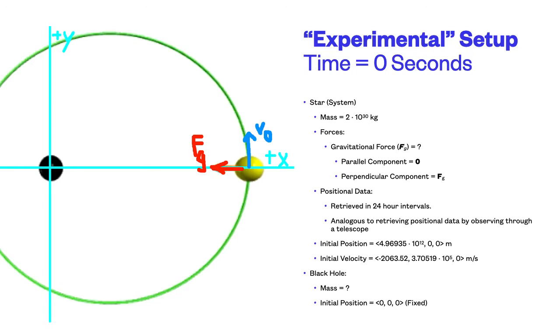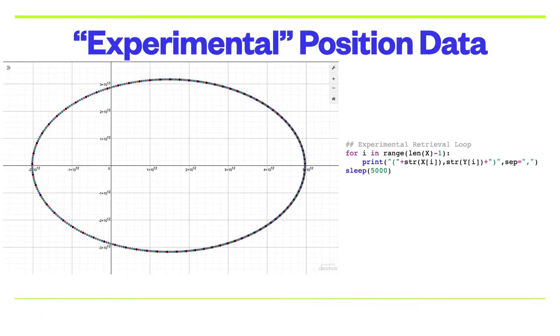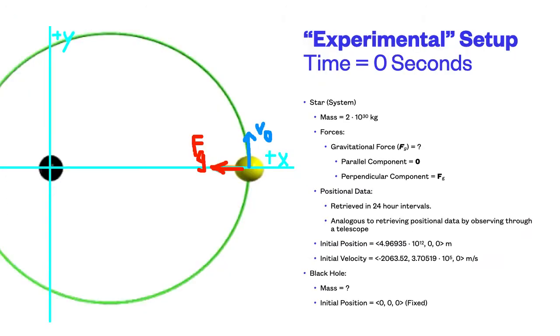The quote-unquote experimental data that we were given was actually generated by a computer model and was meant to be analogous to the position-time data we might obtain by observing a body through a telescope. The star, which was our system, had a mass of 2 times 10 to the 30th kg and had only the gravitational force of the black hole acting upon it. The initial position and time were set as time equals 0, and the initial velocity was calculated by measuring the change in position over the initial 24-hour period. The black hole, on the other hand, had its position fixed at the origin.